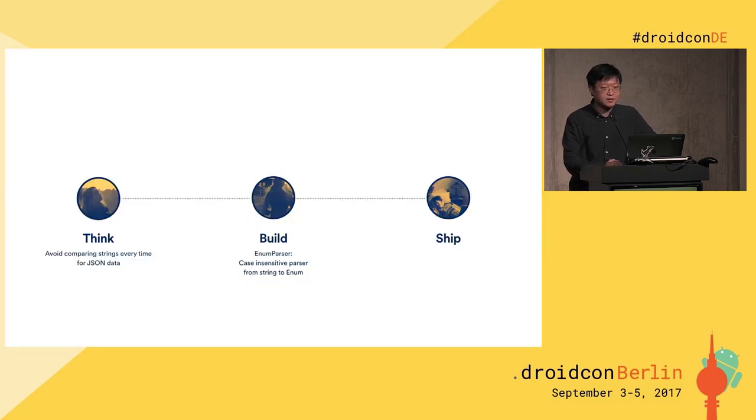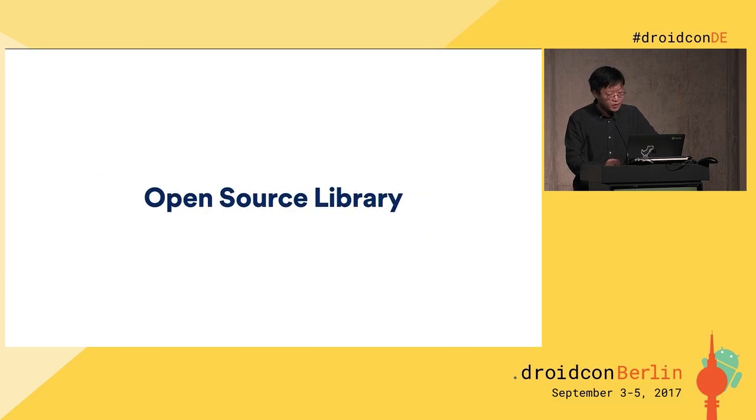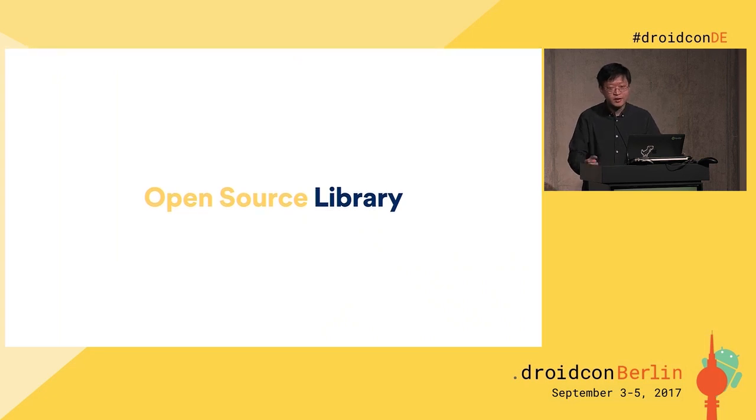So we have the library, and let's ship it. To ship an open source library, there are two parts. One is open source. For now, your code is only on your machine, and that's it. You need to open source it first. So how can you do that?